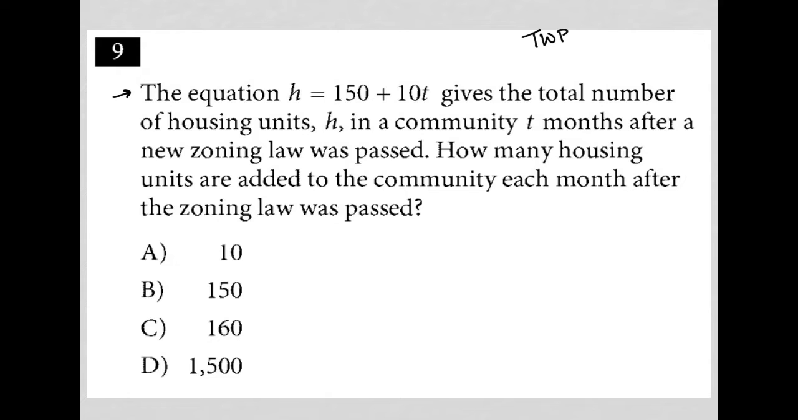So the question says the equation h equals 150 plus 10t gives the total number of housing units, h, so h is housing units, in a community t months after a new zoning law is passed. Okay, so t is time in terms of months. How many housing units are added to the community each month after the zoning law was passed?